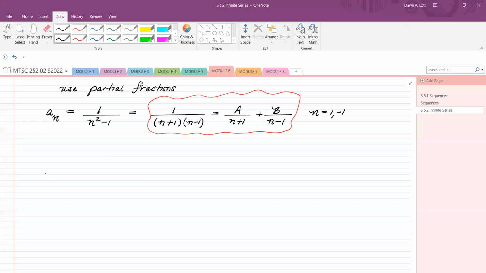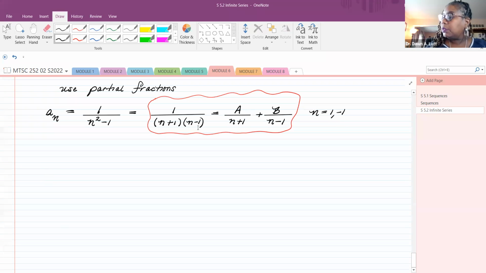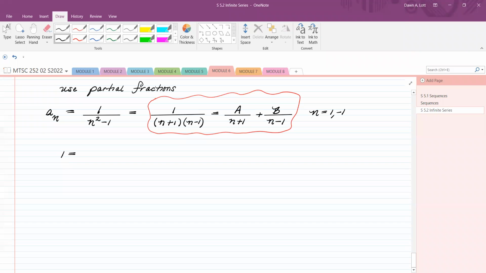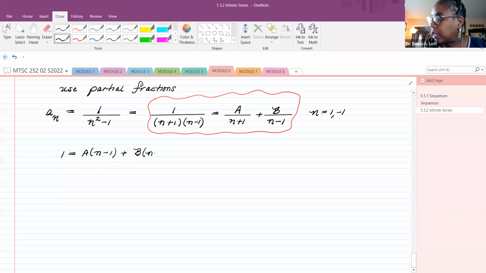Are we breaking up the n squared minus 1? Well, we already broke it up. We have n plus 1 times n minus 1. We want to break it up into the sum of two fractional expressions. So my major equation is when I multiply by n plus 1 times n minus 1. Isn't it 1 equals A times n minus 1 plus B times n plus 1? That's right. Okay, so Brian, do you see how we get the major equation?